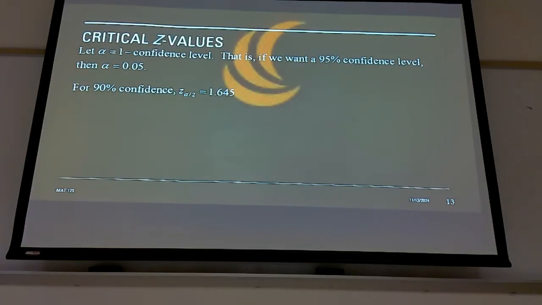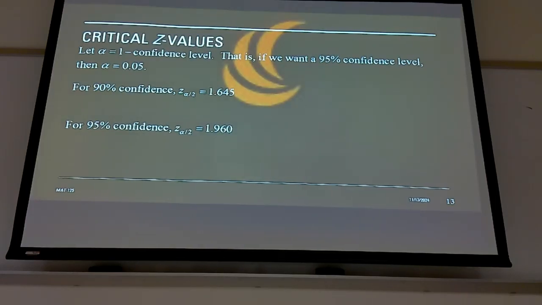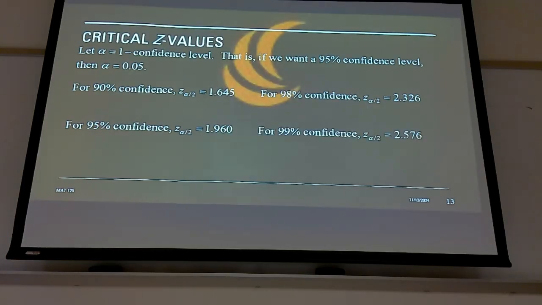It's between 1.64 and 1.65. Well, actually, this is found analytically using calculus, that exact value. For 95% confidence, your critical value is going to be 1.960. For a 98% confidence, the critical value is 2.326. And for 99%, your critical value is 2.576.